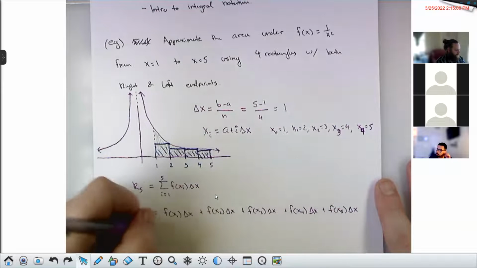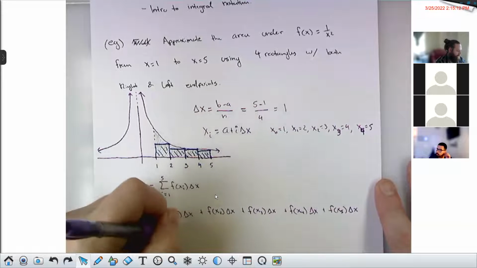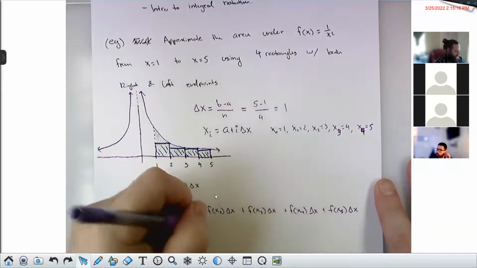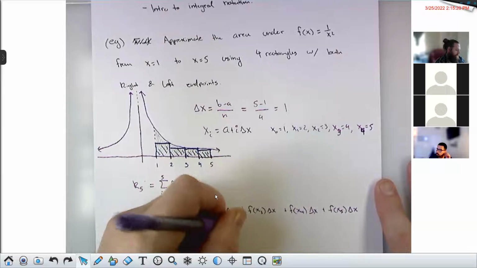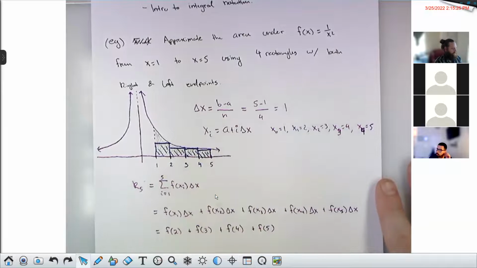So delta x is 1, x1 is 2, so this is f of 2, plus x2 is 3, so this is just f of 3. It's f of 4, it's f of 5. All right, each of those delta x's is just 1.